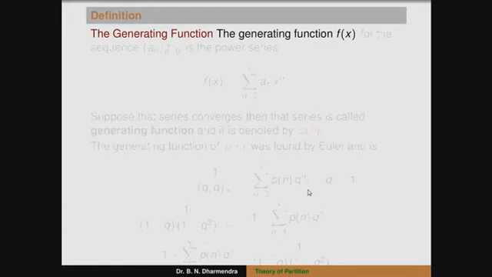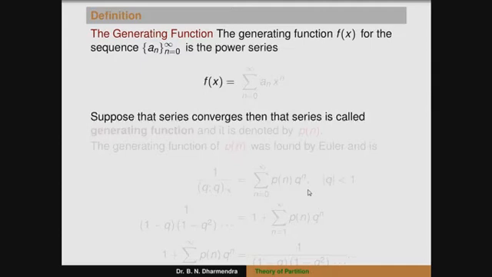Then next we can take the definition of the generating function. The generating function f of x for the sequence a n, where n varies from 0 to infinity, as a power series, can be written as f of x is equal to the series n running from 0 to infinity of a n into x to the power of n. Suppose the series is convergent, it is called the generating function. It is very important for partition numbers.